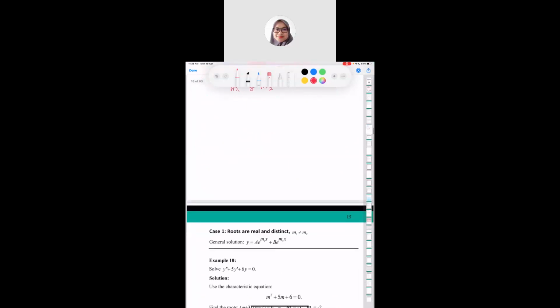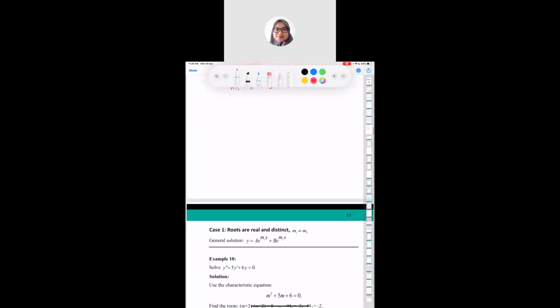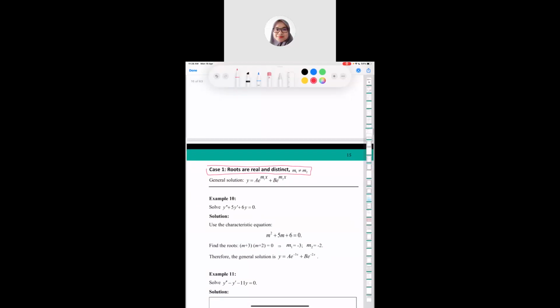Okay, case pertama, roots are real and distinct. Means that M1 not equal to M2. So bila roots are real and distinct, you kena tahu general solution untuk you punya equation adalah y equal to A e^(M1 x) plus B e^(M2 x). Kita terus guna the general solution kat situ.